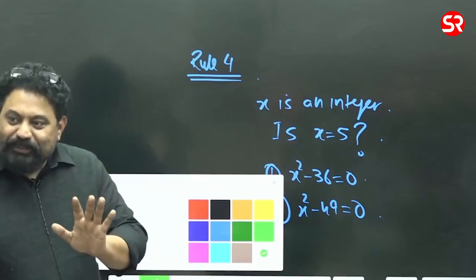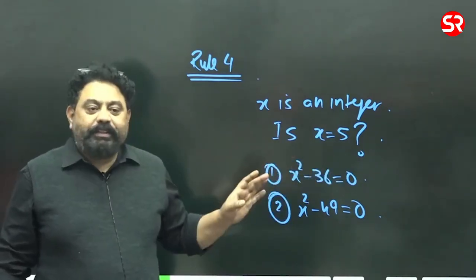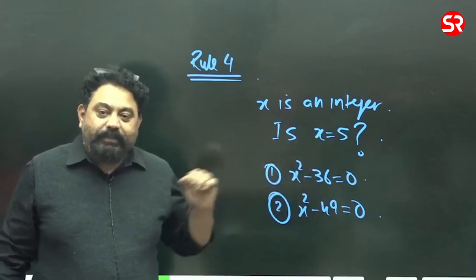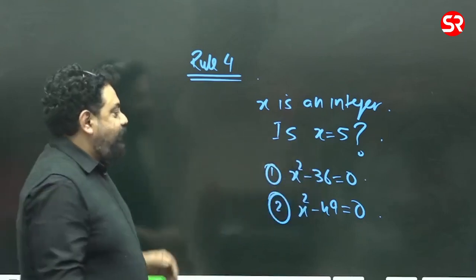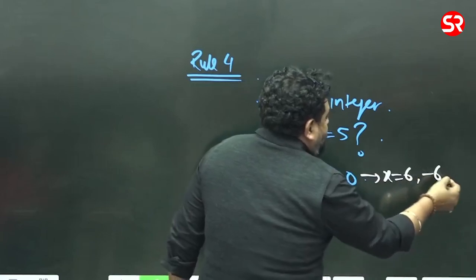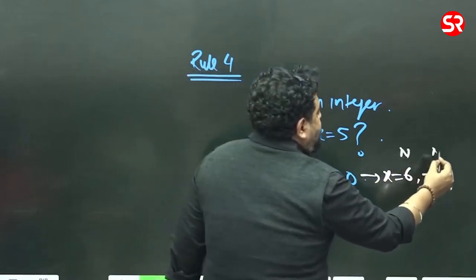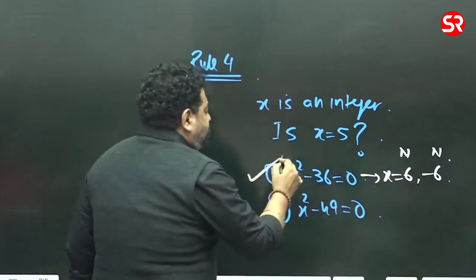सुनो, तुमसे क्वेश्चन पूछा है, is x equal to 5 in हिंदी? क्या x 5 के बराबर है? राइट, पहली स्टेटमेंट बोलती है x is equal to 6 or minus 6. So you say no, x is not equal to 5. No, x is not equal to 5, which means statement 1 is giving you answer.